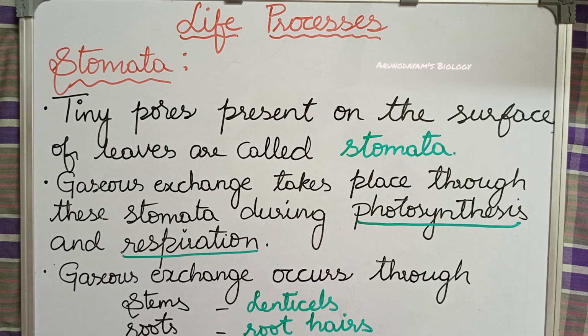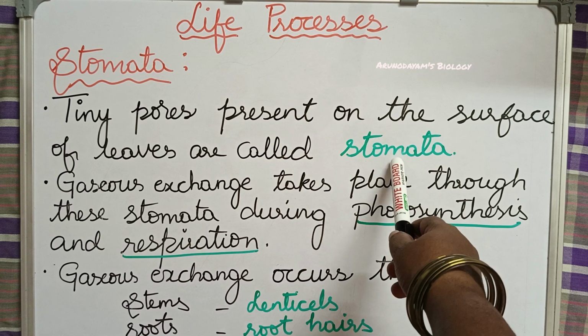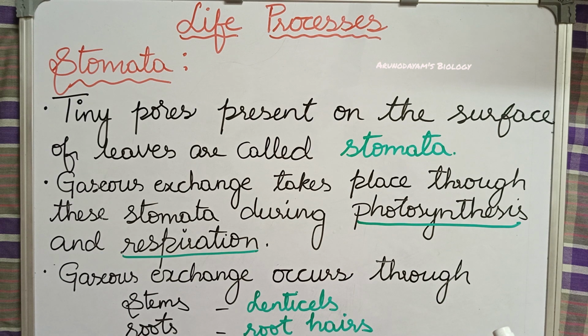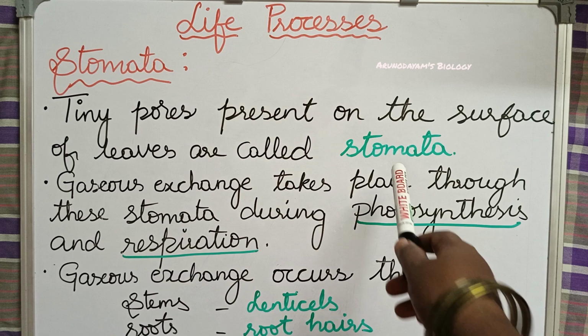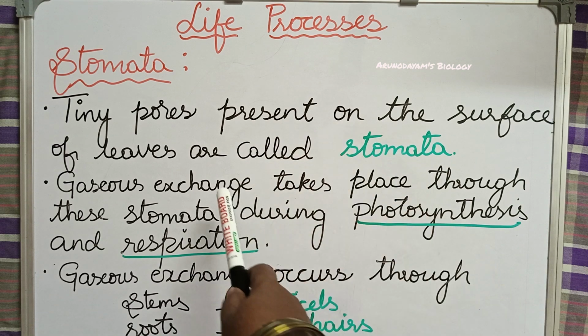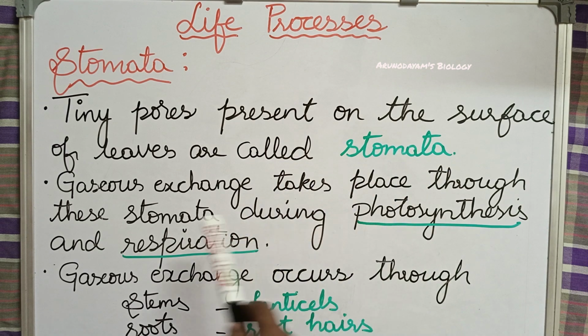Today we are going to learn about the role of stomata in case of plants from the life processes chapter. So we know very well that on the lower surfaces of the leaves we have many tiny pores called stomata. We have seen in a cross section of a leaf that the lower epidermis has so many small pores. These small pores are called stomata, and gaseous exchange in plants takes place through these stomata during photosynthesis and respiration.